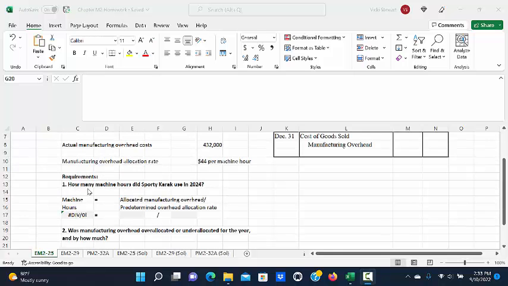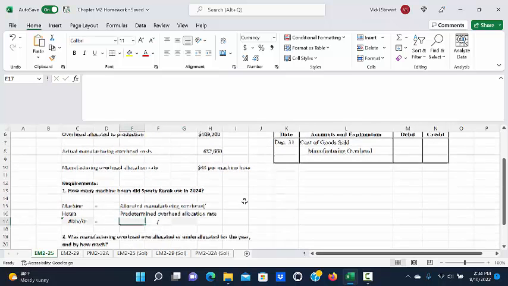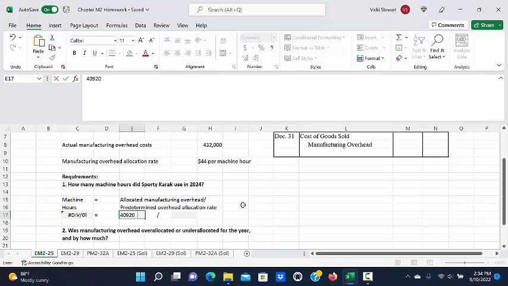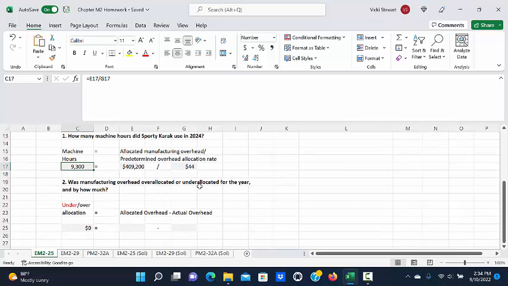In the first requirement, it asks us how many machine hours did Sporty Kayak use in 2024. So we know that the amount of the overhead that was allocated was $409,200. And we know that the allocation rate was $44 per machine hour, so we can divide that into the allocated overhead, and that gives us the number of machine hours, which was 9,300.